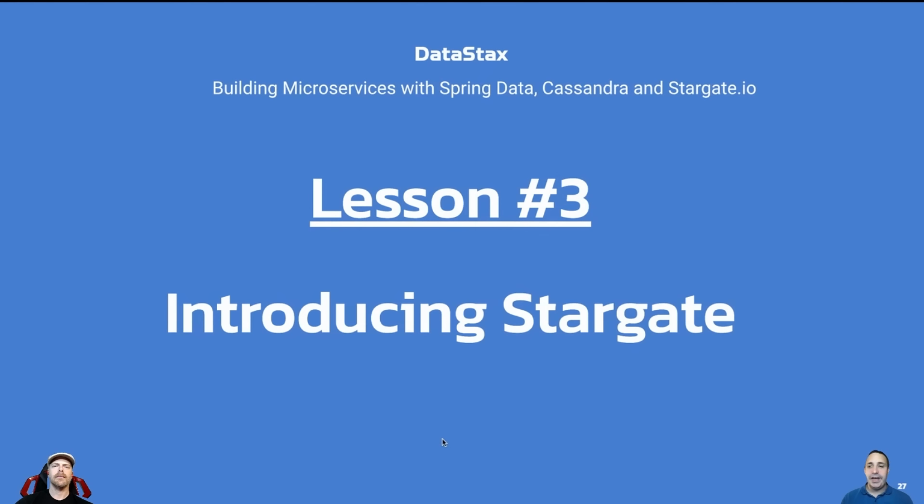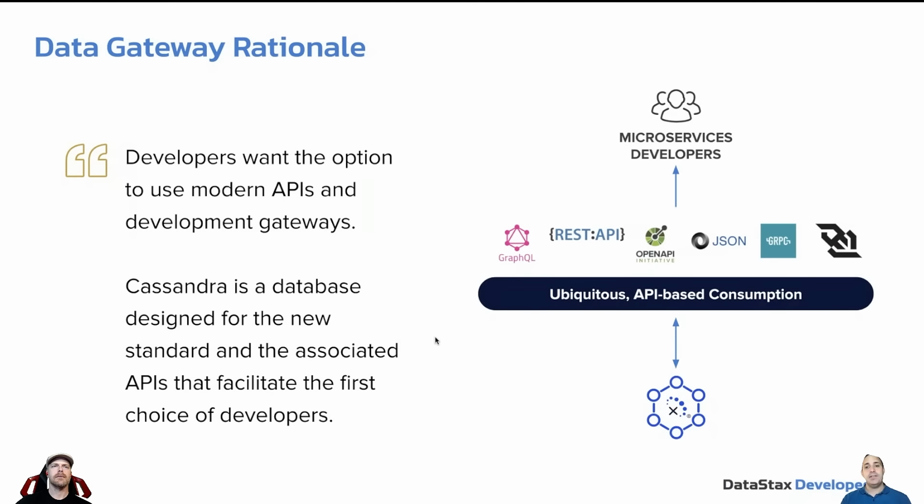Hey, hello again. Let's start now lesson number 3, introducing Stargate. The product this time, not the demo. So Stargate is a data gateway on top of the database. A data gateway will introduce some decoupling between the database and the way to interact with the data. So we want the developer to be able to use the APIs they like to interact with the data.